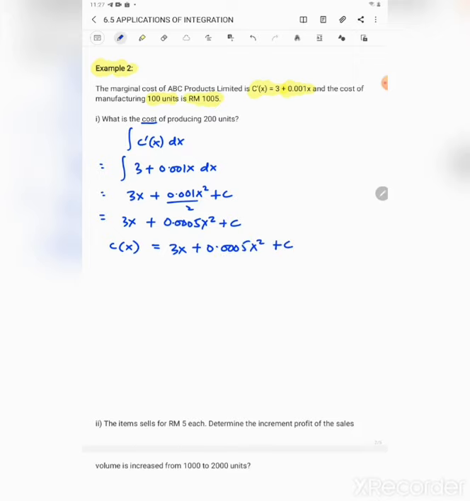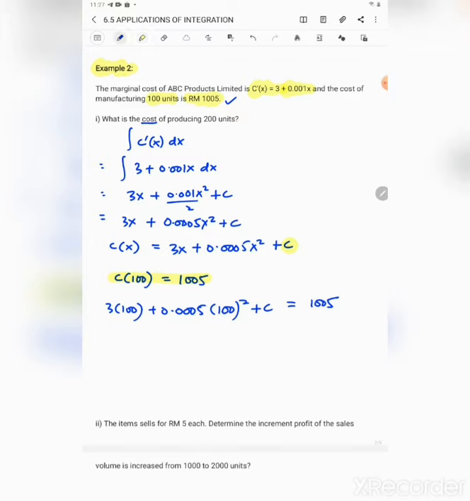Let's see the information for the 100 units. The cost now is RM 1005. From this info, you can get the value of C. Just replace the value of x with 100. So 3 multiplied by 100 plus 0.005 multiplied by 100 squared plus C equal to 1005. This info is very important because we want to find the value of C.